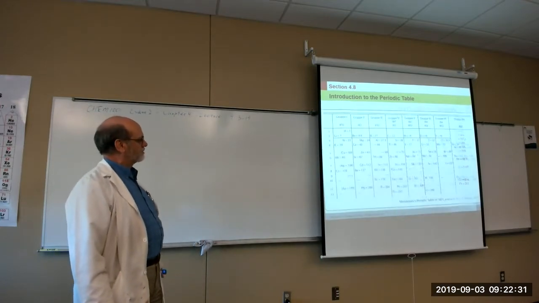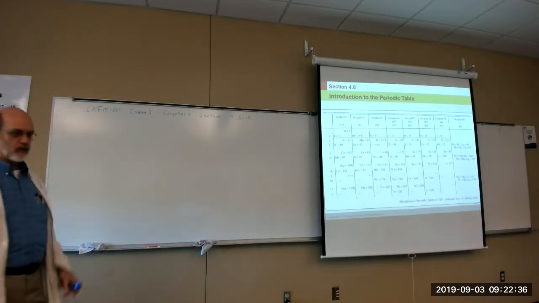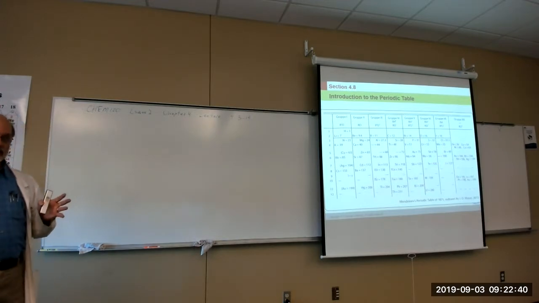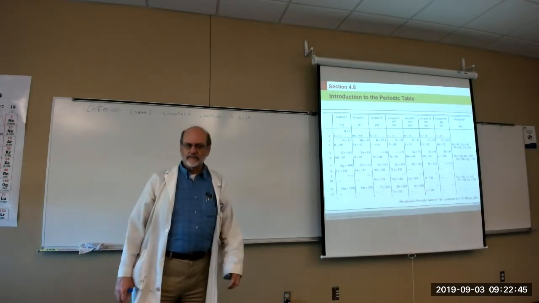Later on, they rearrange things and put things in a vertical group. Now, why does Mendeleev get credit for the periodic table? Because there were others working on grouping elements together.